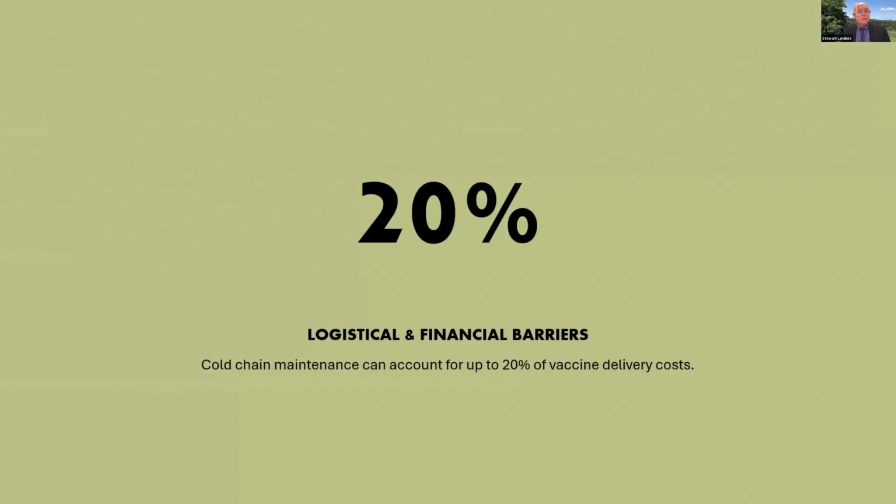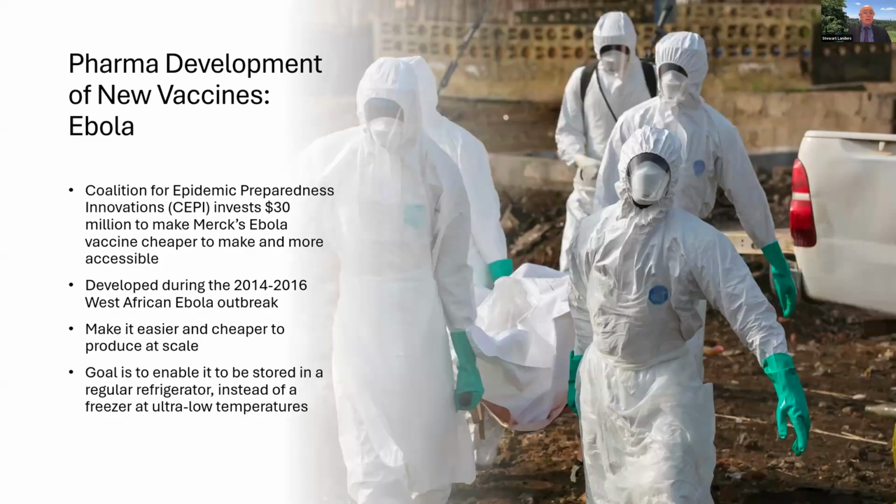The cost of vaccine, funding gaps, and lack of trained personnel constrain program scale-up, especially in fragile economies. The example being shown is that cold chain maintenance can account for up to 20% of vaccine delivery costs. Innovative financing mechanisms like Gavi's advance market commitment help bridge funding, but sustainability is a concern as donors' priorities shift. Next slide, please.